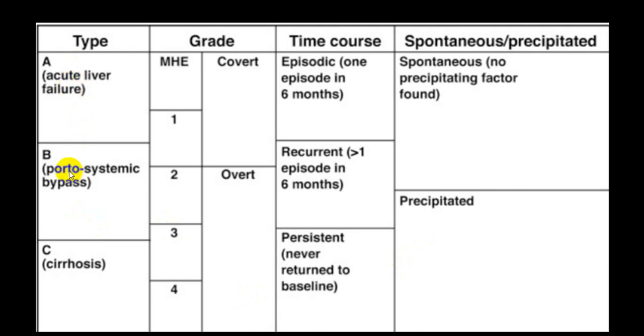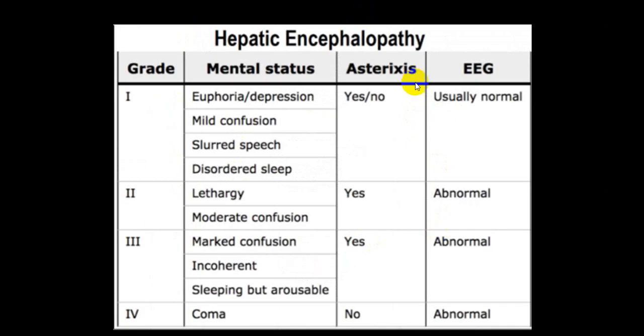Acute liver failure is one of the common causes. The second common cause is portosystemic bypass procedures, and C stands for cirrhosis. So it is called ABC: A for acute, B for bypass, C for cirrhosis. And this is a grading, and you can divide into covert and overt. This is the time course, and this is spontaneous or precipitating factors.